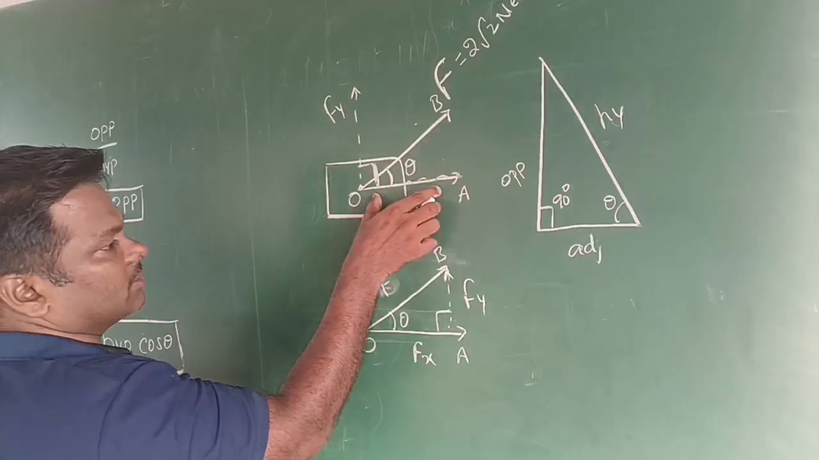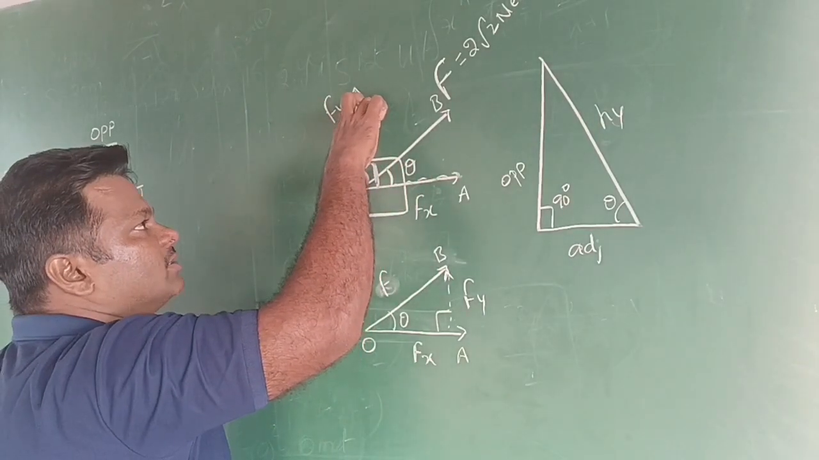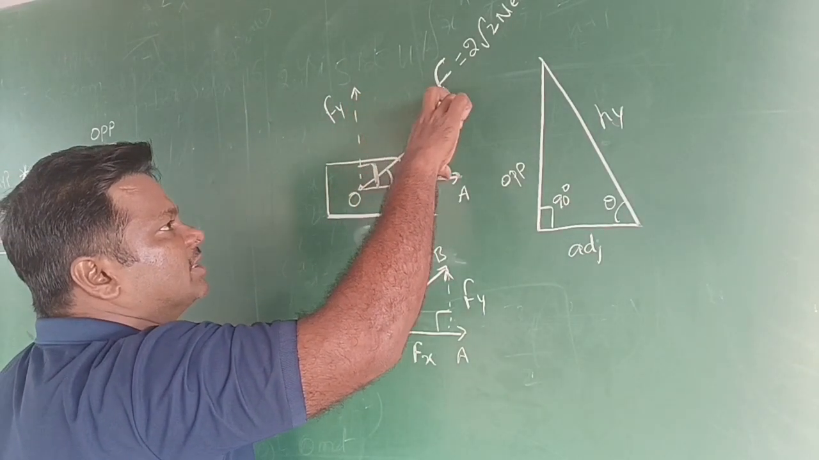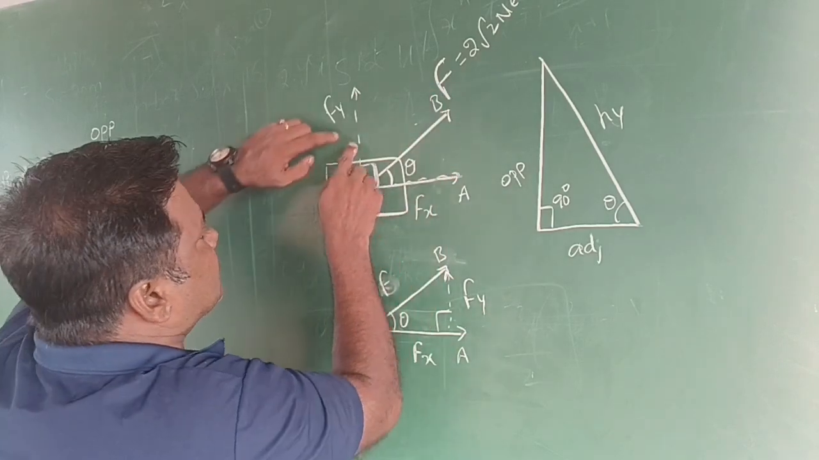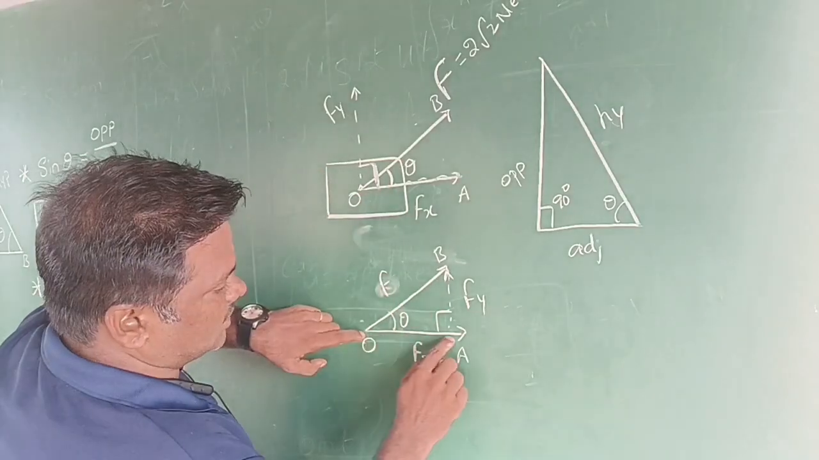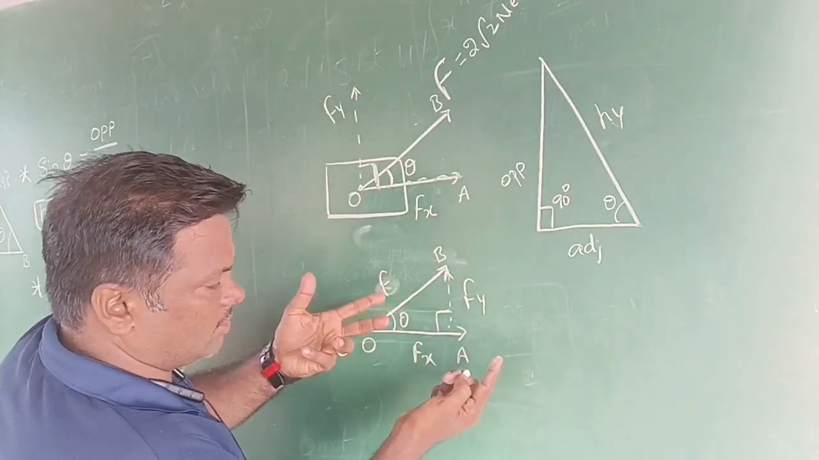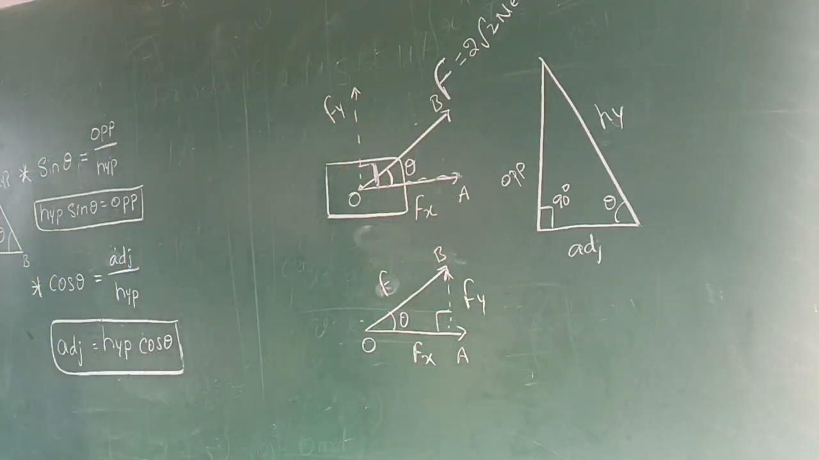This is Fx, force along x-axis. This is Fy, force along y-axis. This is shifted here without changing its magnitude and direction. Look, what is its direction? It is 90 degrees with the x-axis. This is the x-axis, it is making 90 degrees, right? What is its magnitude? The same magnitude I drew here.